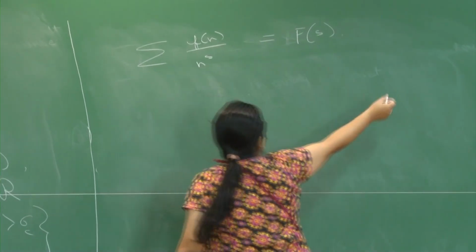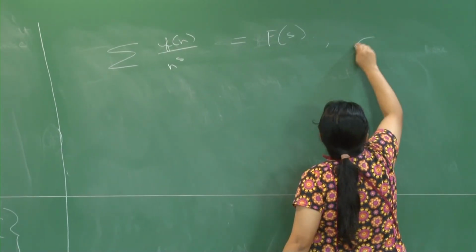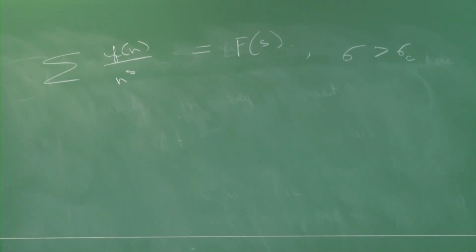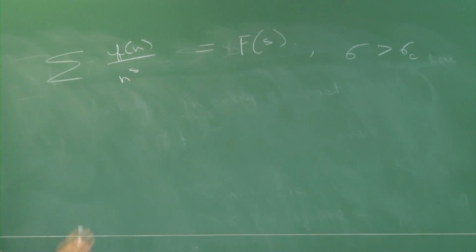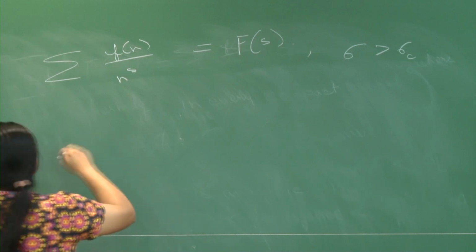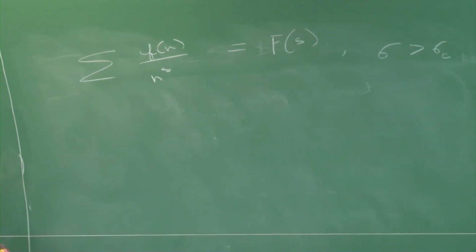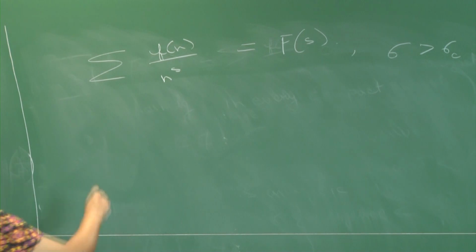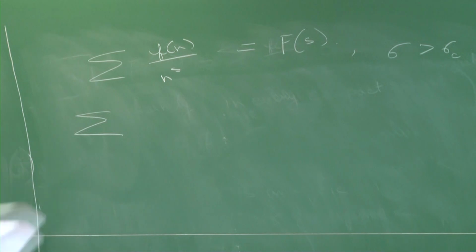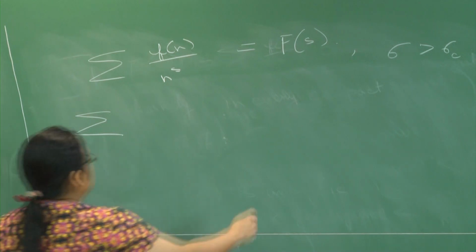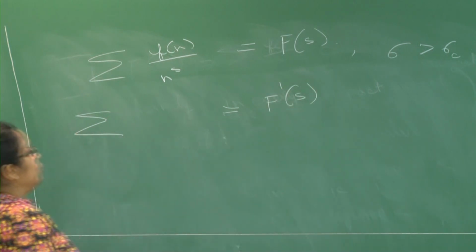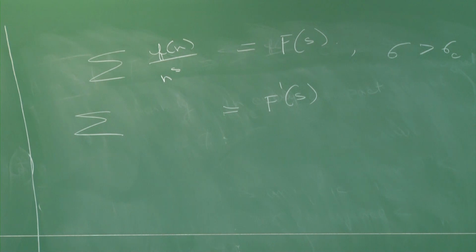This is analytic for some sigma greater than sigma sub c. Okay, so it is analytic somewhere, convergent somewhere, and therefore analytic there. So what you know is that you can do term by term differentiation. So the derivative of the sum of f of n over n to the s with respect to s converges to f prime of s.